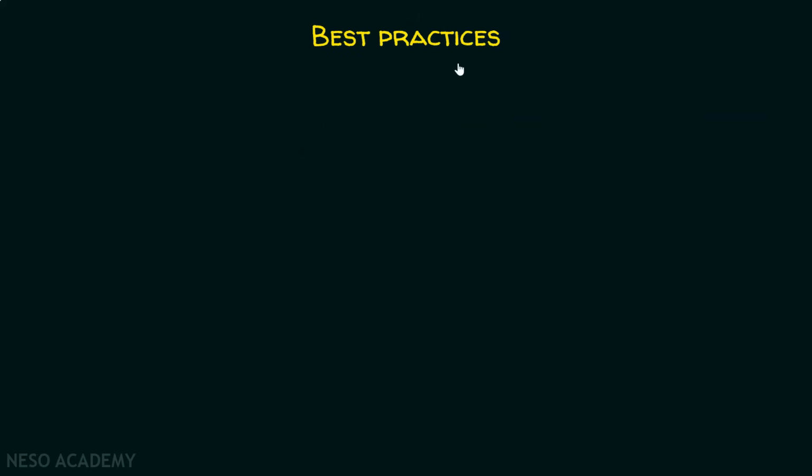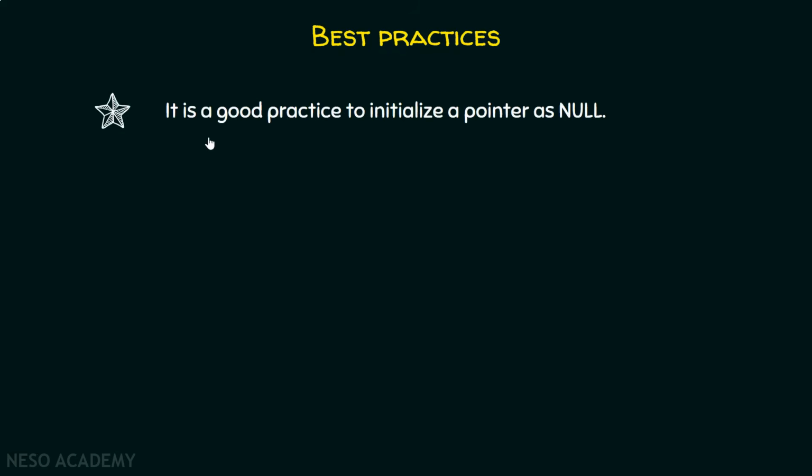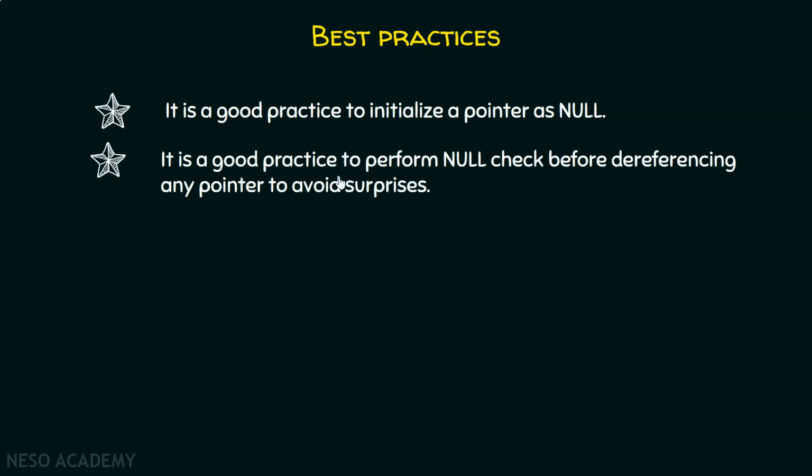Now let's discuss some best practices. It is a very good practice to initialize a pointer as null, let me tell you. A pointer should be initialized to null if it is not pointing to some valid memory address, to avoid any errors, of course. Also, it is a good practice to perform a null check before dereferencing any pointer to avoid surprises. Before dereferencing a pointer, we should perform a null check.